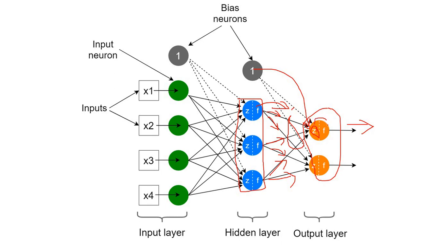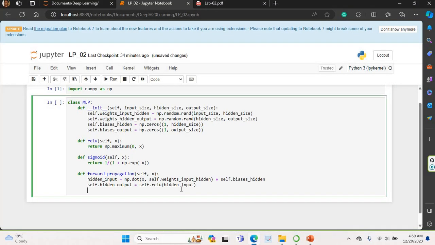And again we are going to send this value to the activation function. In this case we are using sigmoid as the activation function. So let's see how we are going to do that. We are using the same one.